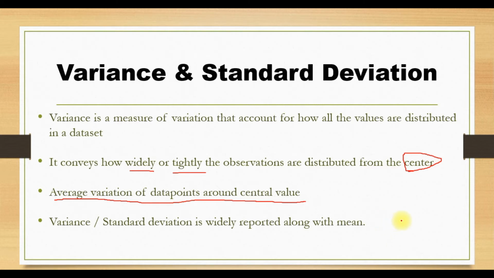Now let's try to understand the concept of variance and standard deviation with the help of a diagram. So this is the frequency distribution, where on the x-axis we have data points, and on the y-axis we have the frequency of occurrence of each data point. Variance tells us the average variation of data points from mean.